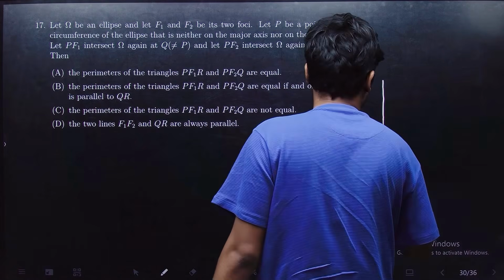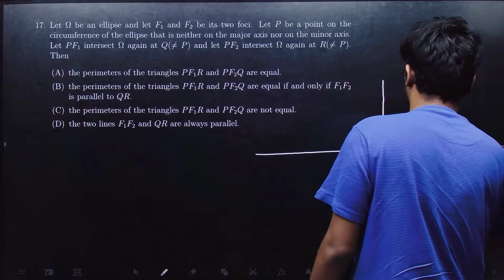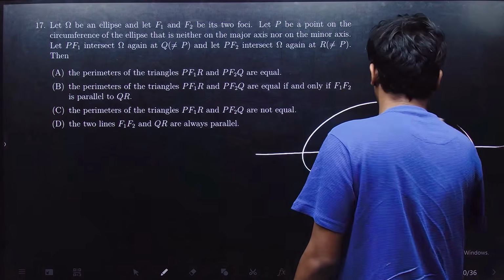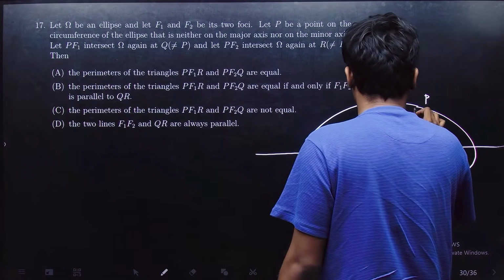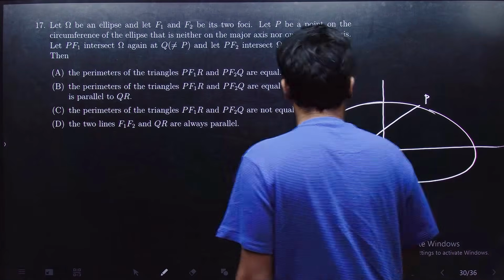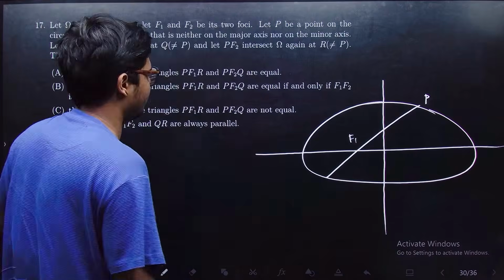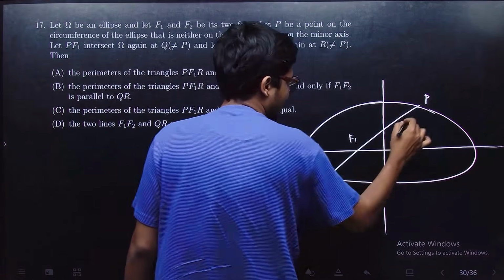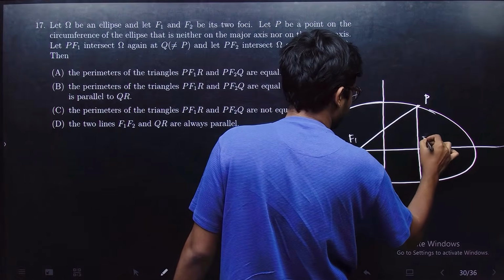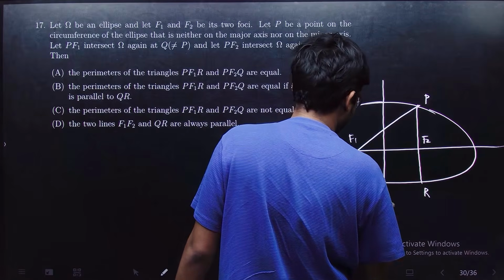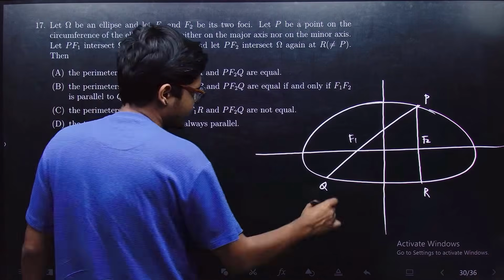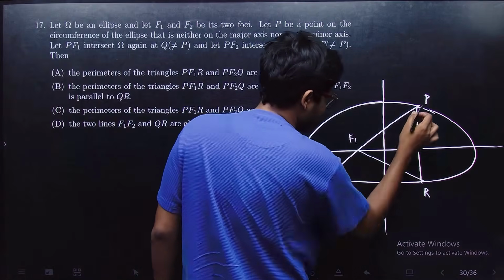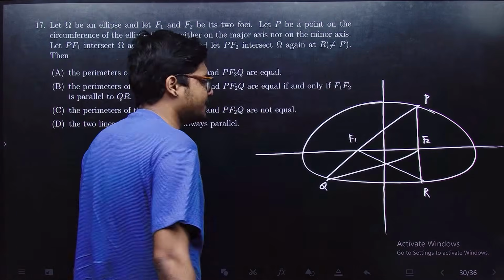So if I draw a random ellipse, it's going to look something like this, right? And you're choosing a random point P which is not on the major or the minor axis, right? So now let's say this is F1. So it intersects again at a point Q, right? So this is our point Q. The other one, let's say this is the other focus, F2. So it intersects at R, right? So you're talking about triangles P, F1, R, right? So you have to talk about this and this other triangle, okay? So you have to talk about this perimeter.